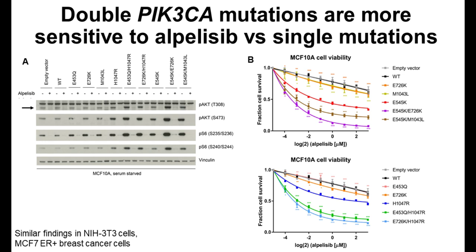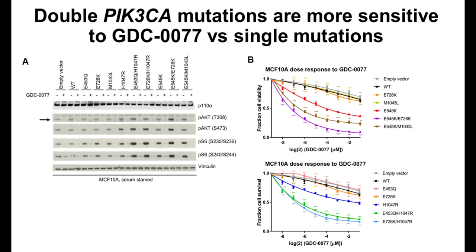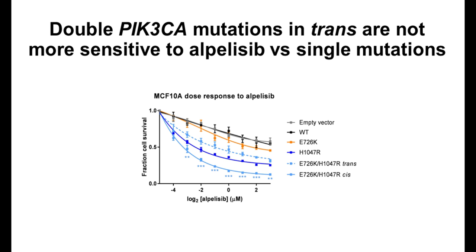And these patterns of drug sensitivity by Western blotting and by cell viability assays were recapitulated, showing almost identical results using a structurally dissimilar PI3 kinase inhibitor, GDC 0077, which is now in late-stage clinical trials. We also tested our transmutant cells and showed that the transmutants are not, in fact, more sensitive to alpelisib versus single mutants. In these curves, the transmutant is shown in the light blue dotted line, and you can see that the drug sensitivity of the transmutant is very similar to the single mutant.